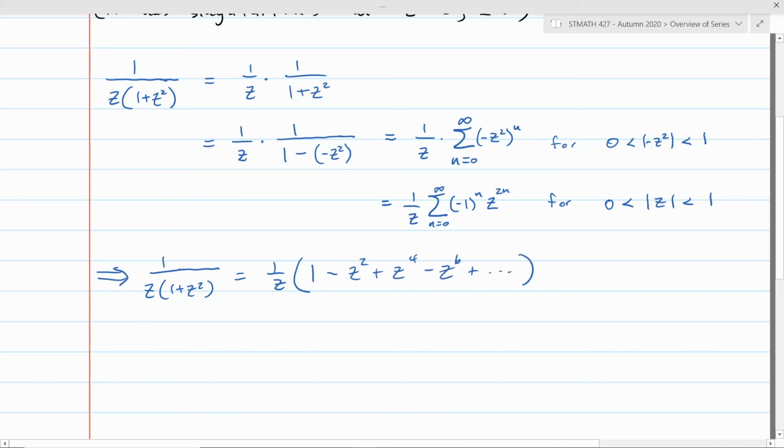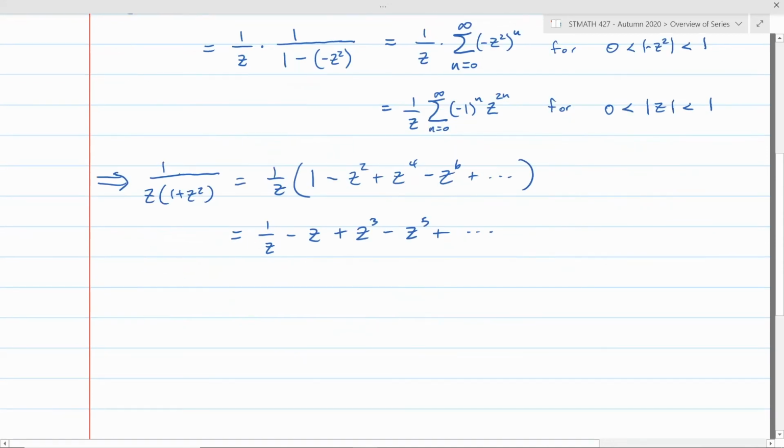And then if I go ahead and distribute that 1 over z, it becomes 1 over z minus z plus z cubed plus z to the 5th, or minus z to the 5th, plus and so on. And so you can think of this as two separate pieces. There's this part plus this part. So this would be the Laurent expansion at z equals 0.